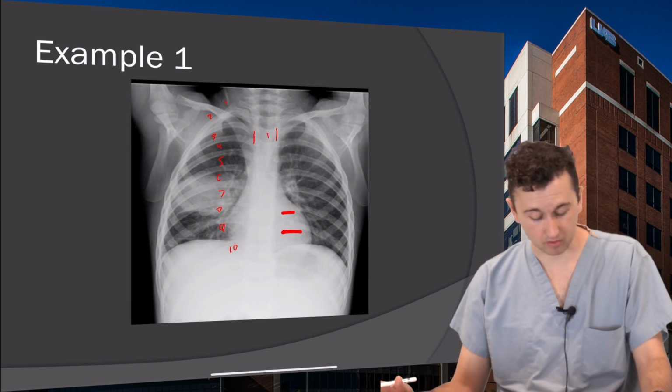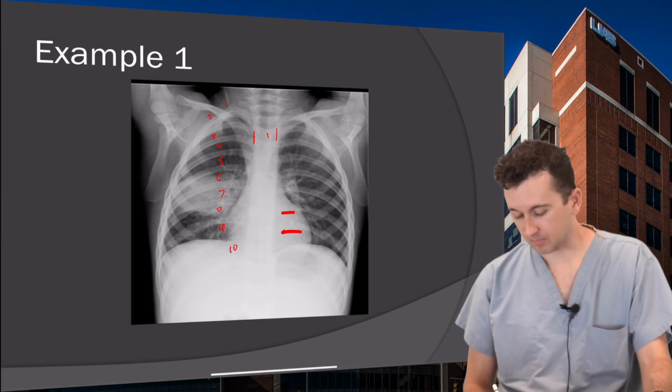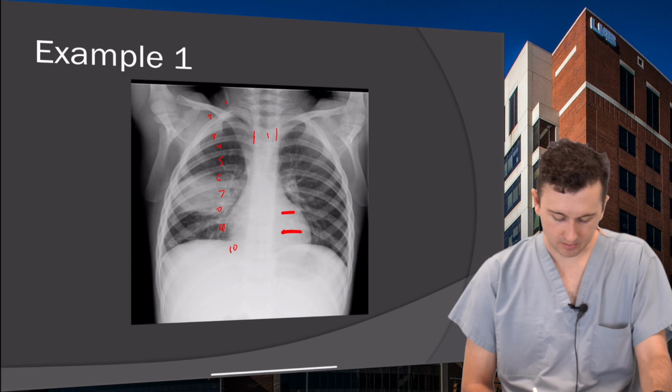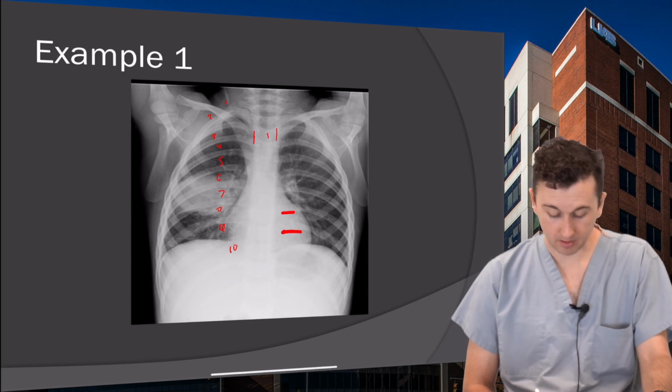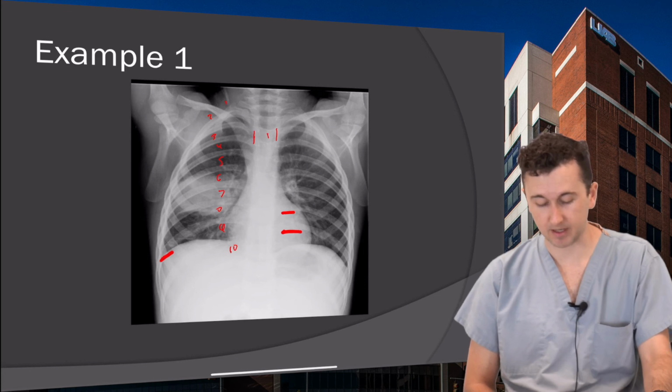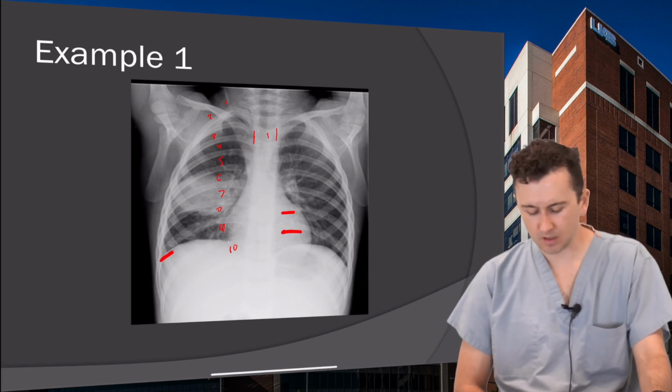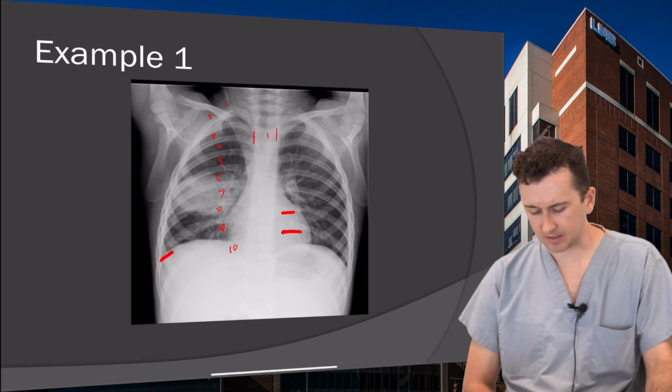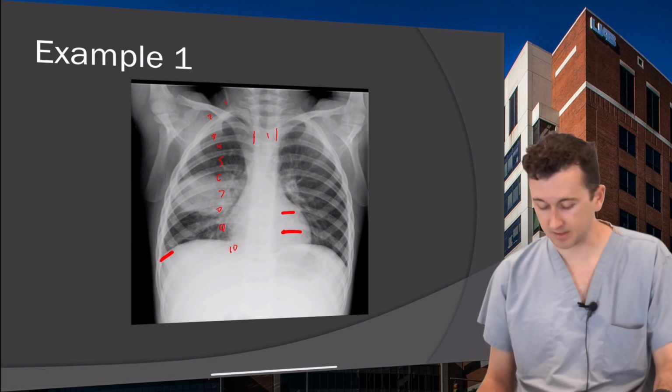E, let's look for effusion. On the left side of the patient, you've got a nice sharp diaphragm, so no effusion here. There's a little bit of blunting, a little bit of concavity here on the right side, which is probably related to this big pneumonia, and so he does have a mild right-sided effusion. The other E, everything else: I'm not seeing any external stuff.